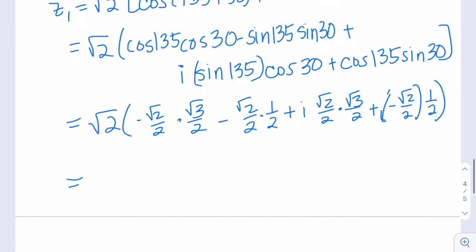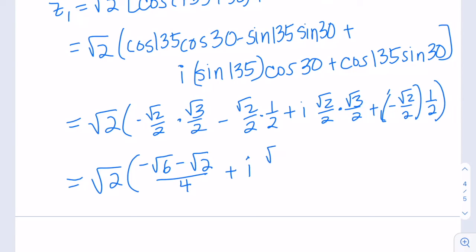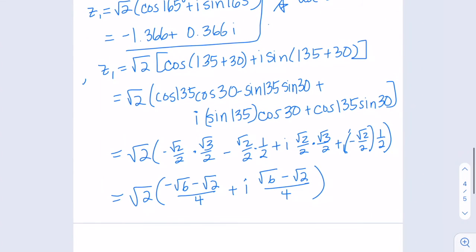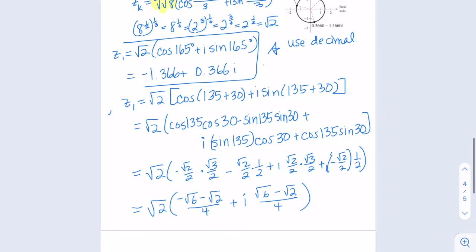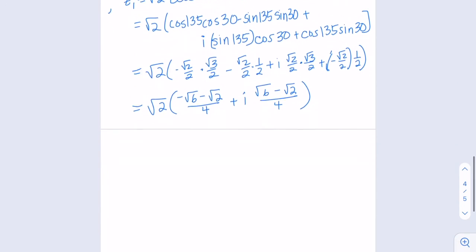And then the sine of 30 is 1/2. All right, so looking at this, you can see where we're going to start using decimals on this particular problem, but we have negative root 6 minus root 2 over 4 plus I times root 6 minus root 2 over 4. All right, so for these sorts of problems, we're not going to use the sum and difference formulas that we learned before just to save time because we're not really testing on that for this section, but you definitely use those power rules to find those roots. Okay, so that's the first one.